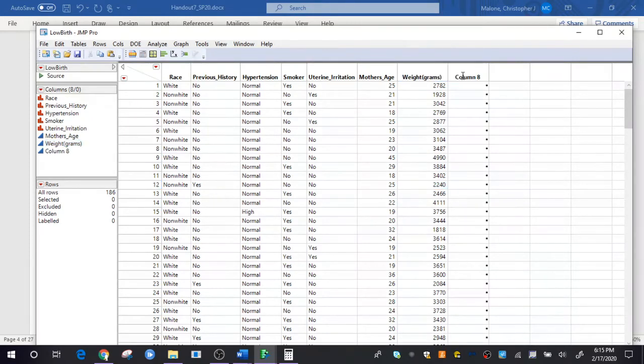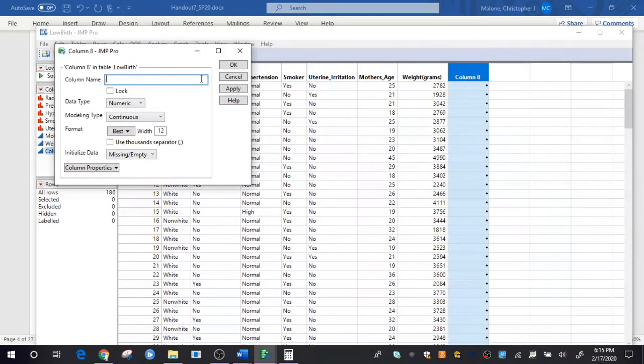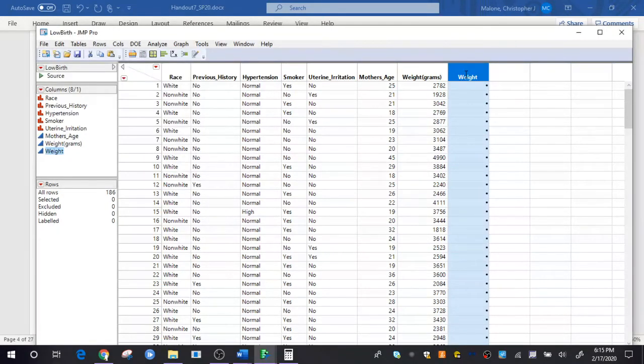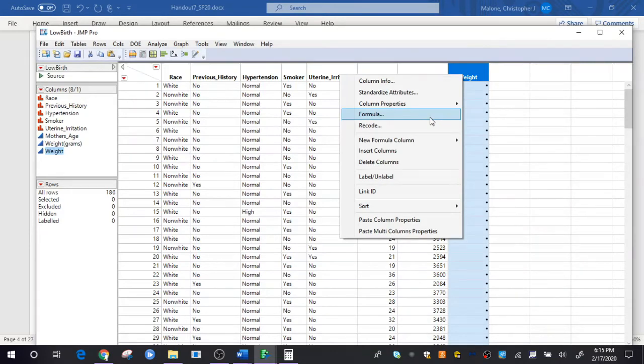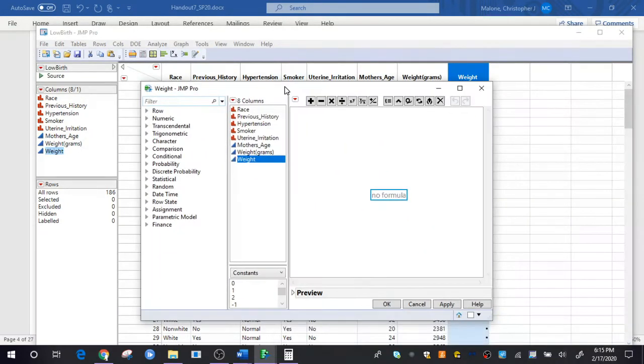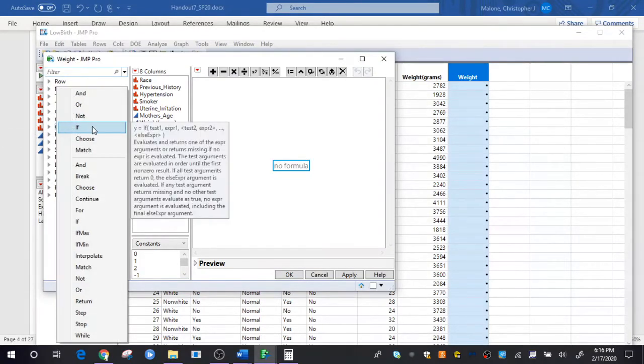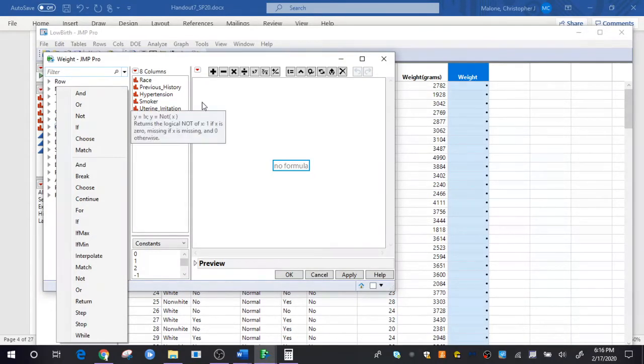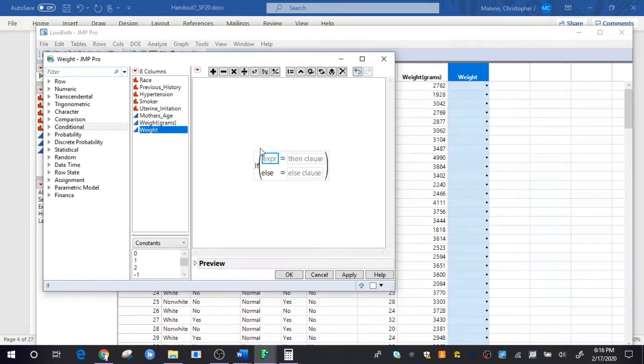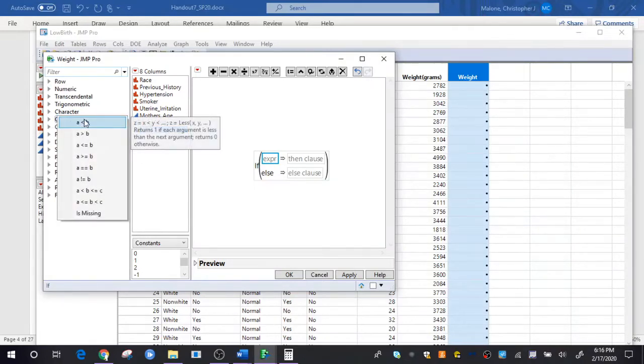So we're going to add a new column over here and label it weight. Now I need to do that formula. This is going to be a conditional formula, so I'm going to select an if statement. Again, I'm under conditional, and then that if statement. I need to do a comparison here, so I'm going to say comparison. A less than B is the one I want to select here.